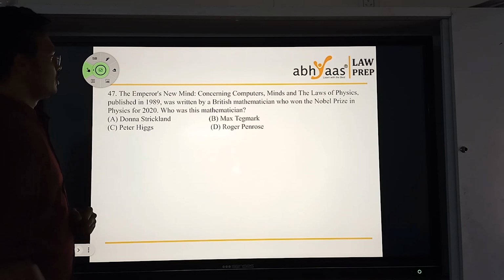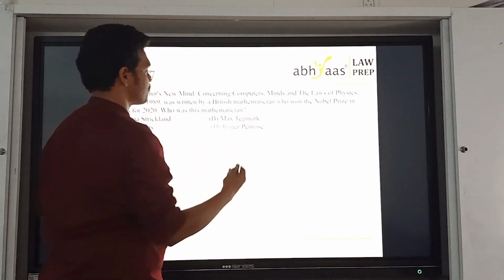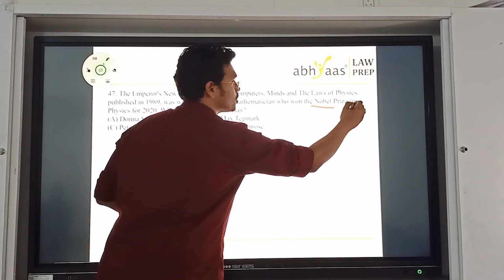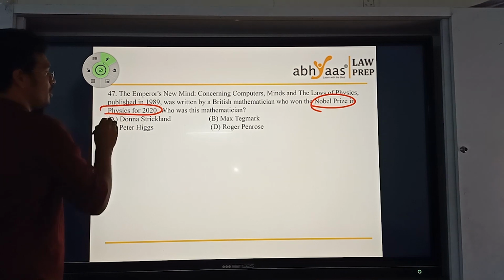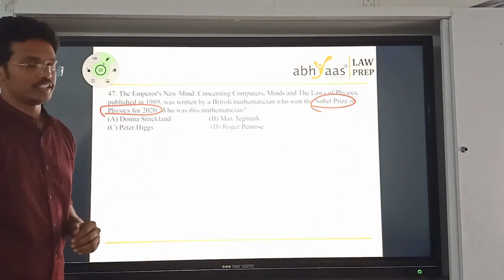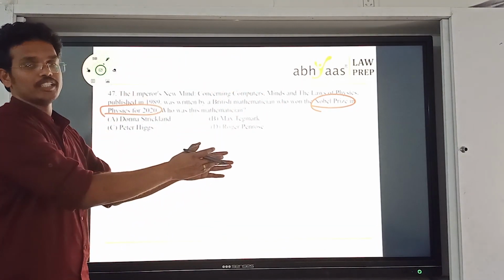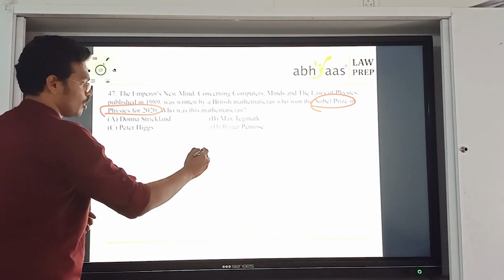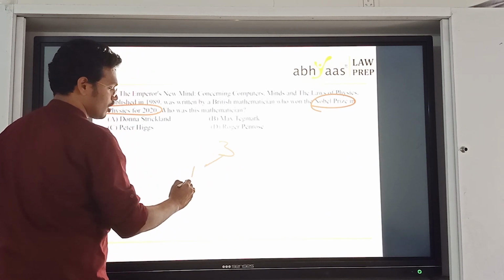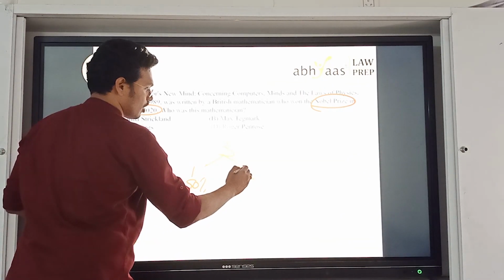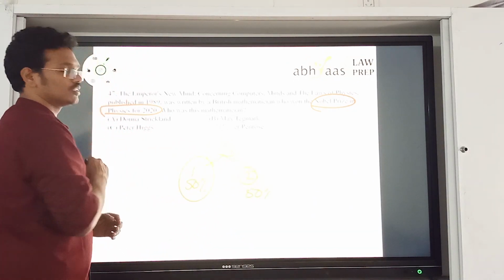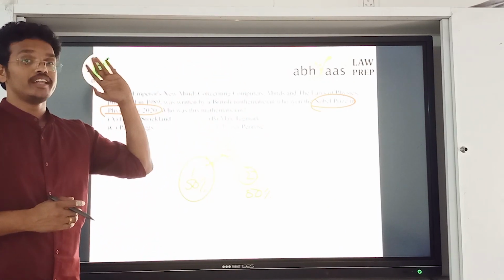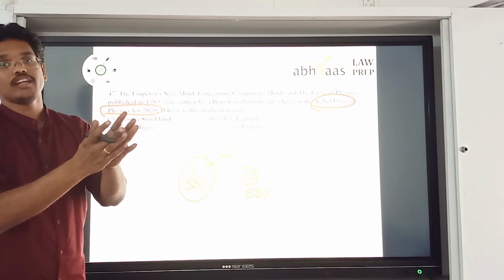The Emperor's New Mind, concerning computers, minds and the laws of physics, published in 1989, was written by a British mathematician who is also a Nobel Prize winner in physics for 2020. So what is the name of this mathematician? In 2020, 3 persons jointly got the Nobel Prize. Out of 3 persons, 1 person got 50% of the prize, and the other 2 persons got 50% combined. So who is this person? It is Roger Penrose. He got the Nobel Prize for Physics for the discovery of the theory around the black hole.